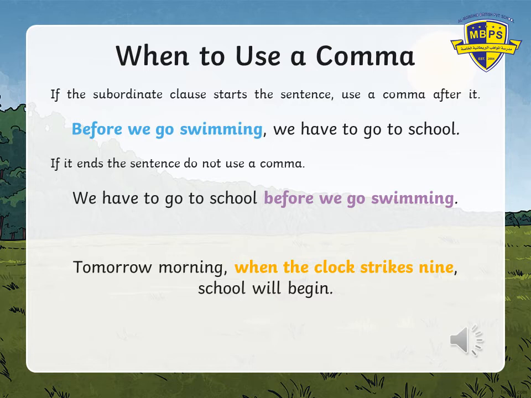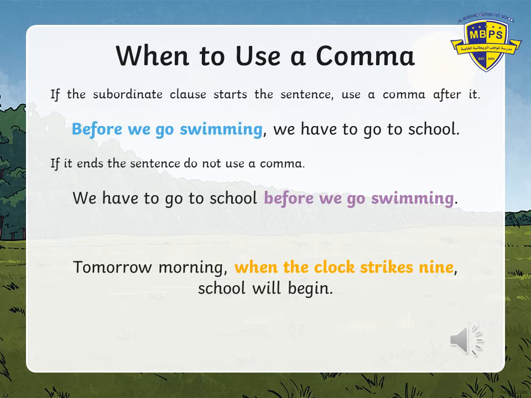If a sentence starts with the main clause, no need to use a comma. For example, we have to go to school before we go swimming. So students, remember, if a sentence starts with a subordinate clause, use a comma after the subordinate clause. If a sentence starts with the main clause, no need to use a comma after the main clause.